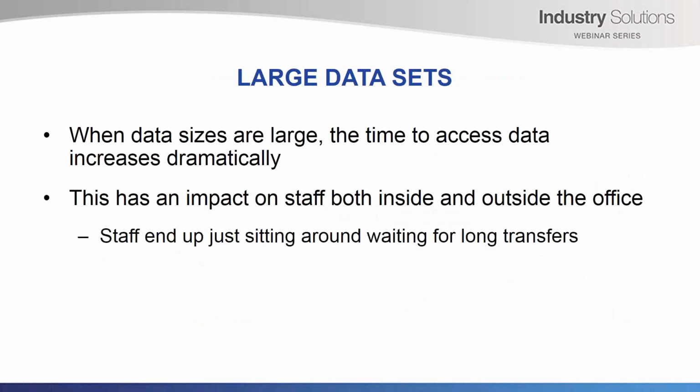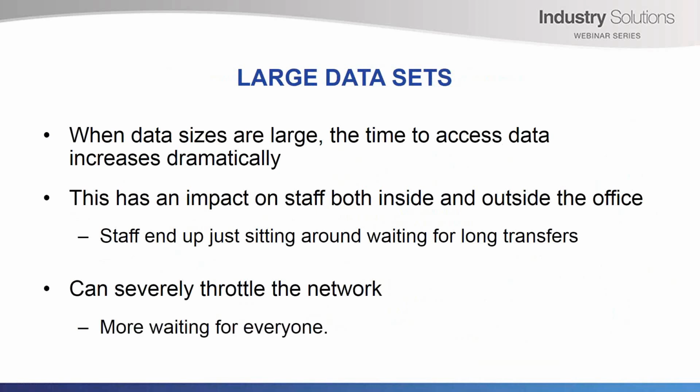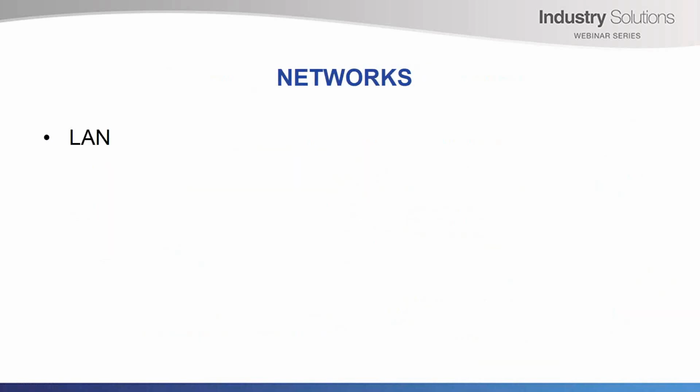I mean, ultimately, staff end up just sitting around waiting for long transfers to complete. Really, transferring all this data around can severely throttle your network, and that ultimately impacts everybody, not just the people using the AEC data. I'm going to talk a little bit about networks, so I'm going to throw out some terminology. I'm sure that some of you are already familiar with this, so just bear with me.